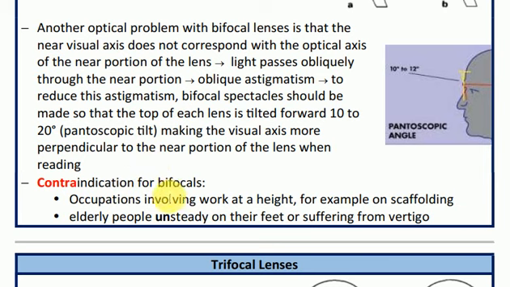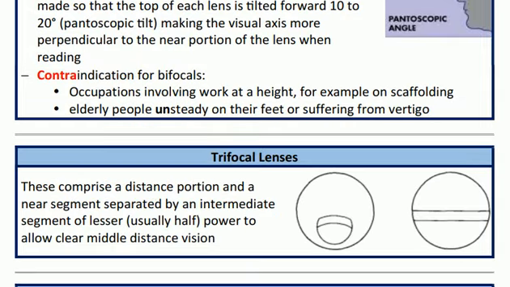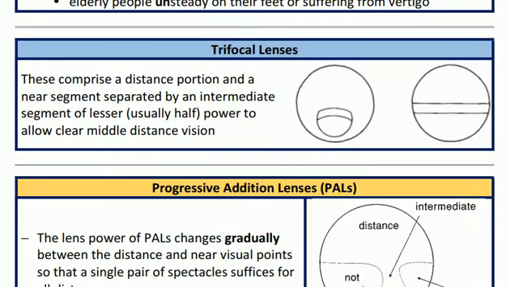Contraindications for bifocals: occupations involving work at a height, for example on scaffolding, and elderly people unsteady on their feet or suffering from vertigo. Trifocal lenses comprise a distance portion and a near segment separated by an intermediate segment of lesser, usually half, power, to allow clear middle distance vision.